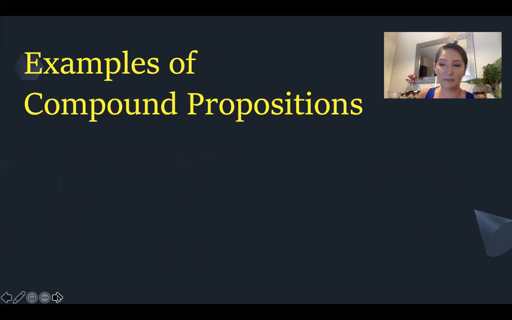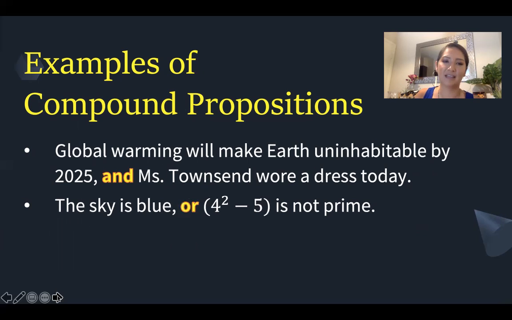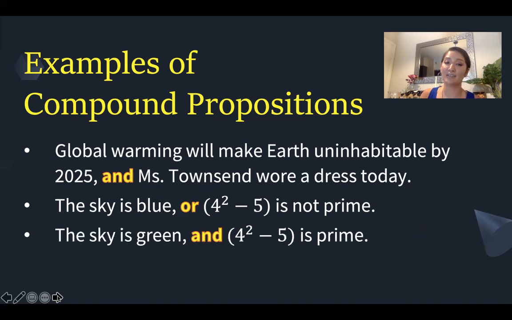Here are some compound propositions. Look out for the and and the or in the sentence. Global warming will make Earth uninhabitable by 2025, and Miss Townsend wore a dress today. The sky is blue, or 4 squared minus 5 is not prime. That's an or statement. It's got two propositions as components. That makes it a compound proposition. Or the sky is green, and 4 squared minus 5 is prime.